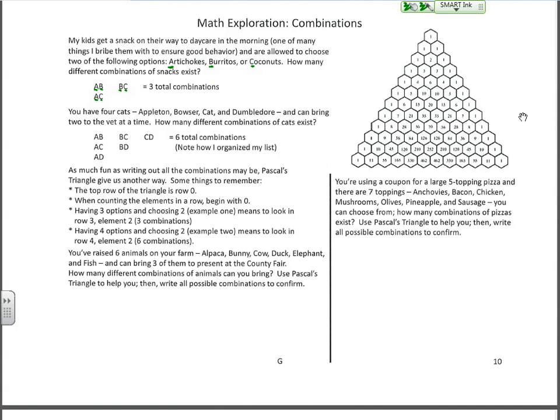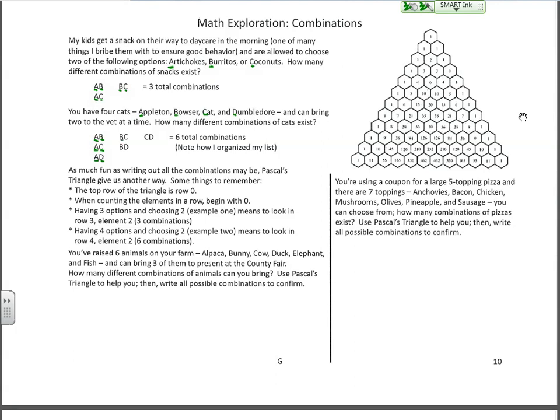Okay, let's say you have 4 cats: Appleton, Bowser, Cat, and Dumbledore, A, B, C, D, and can bring 2 to the vet at a time. How many different combinations of cats exist? Well, you've got Appleton and Bowser, which is the same as Bowser-Appleton, which is why there's no BA combo in that B column there. You've got Appleton and Cat. You've got Appleton and Dumbledore. Those are all the combinations with bringing Appleton. You can pair Appleton with Bowser, with Cat, or with Dumbledore.